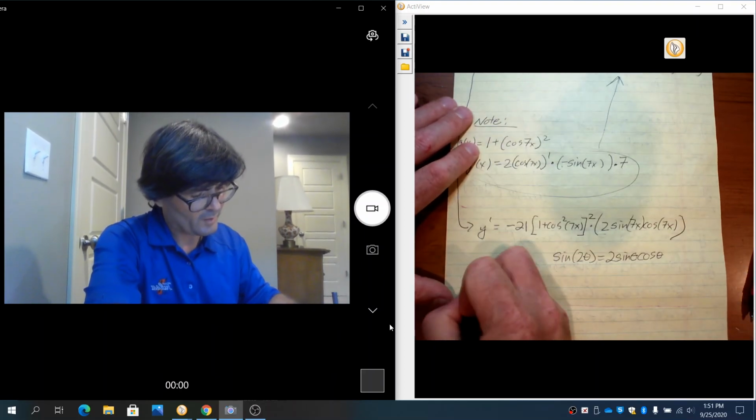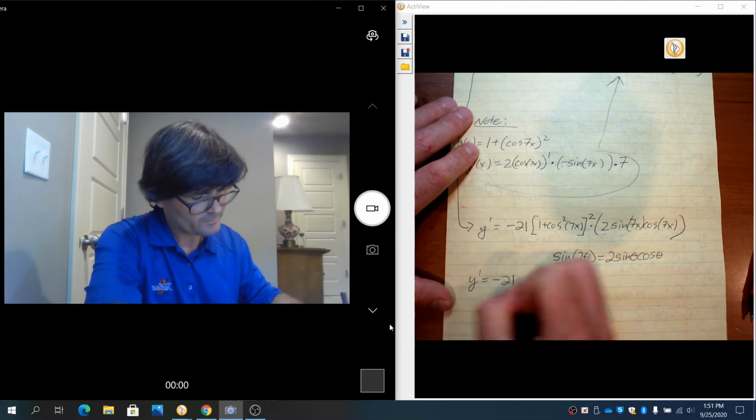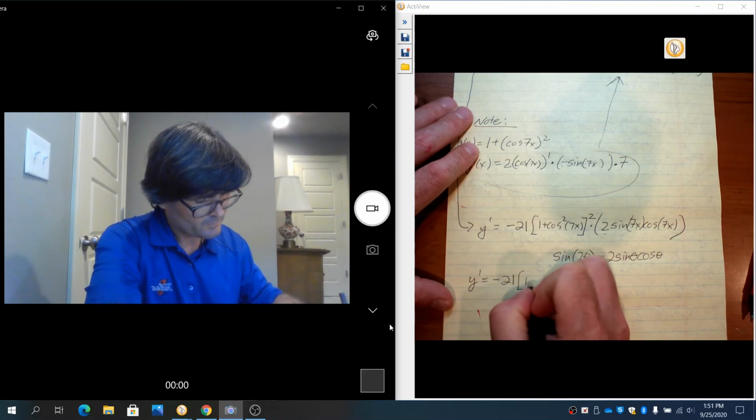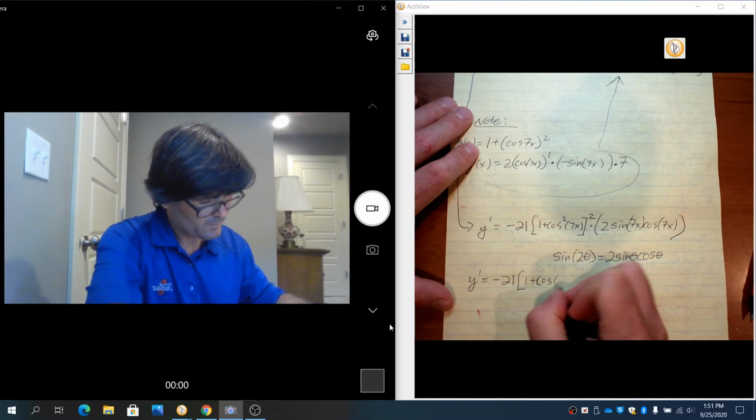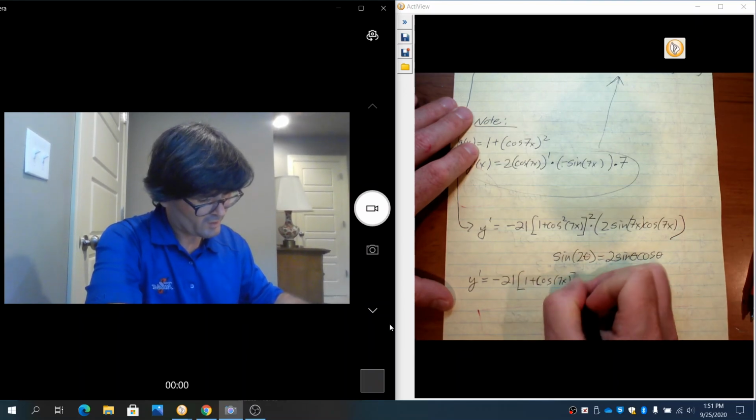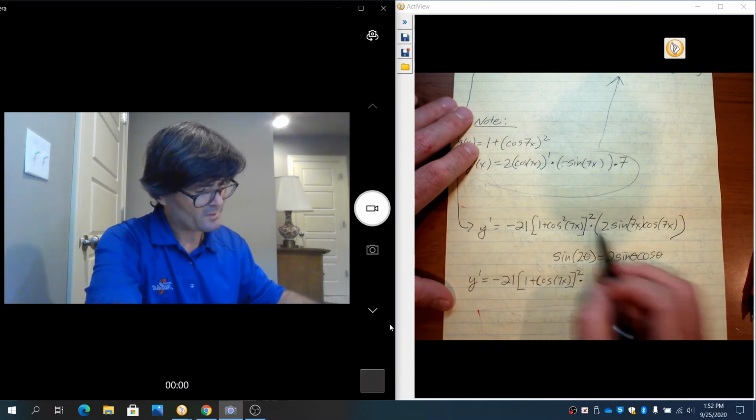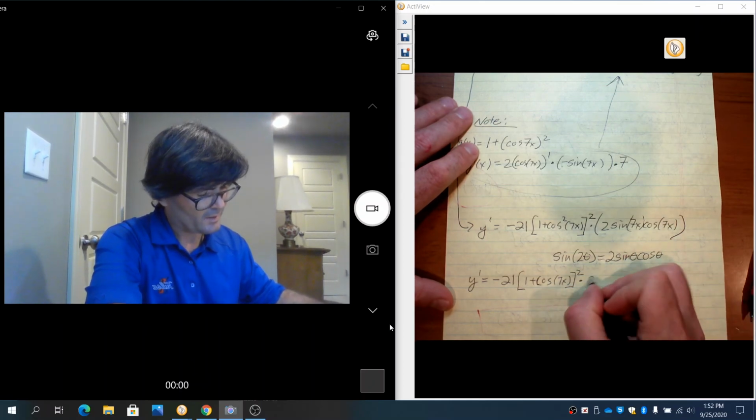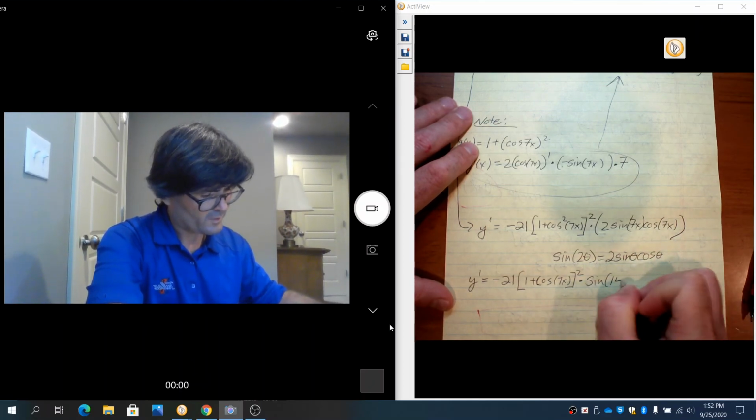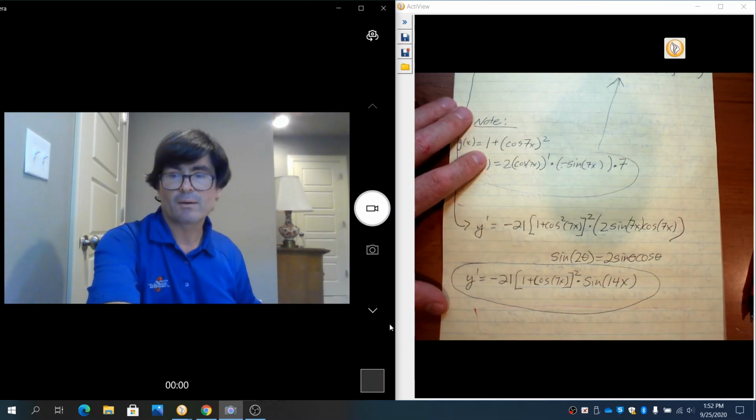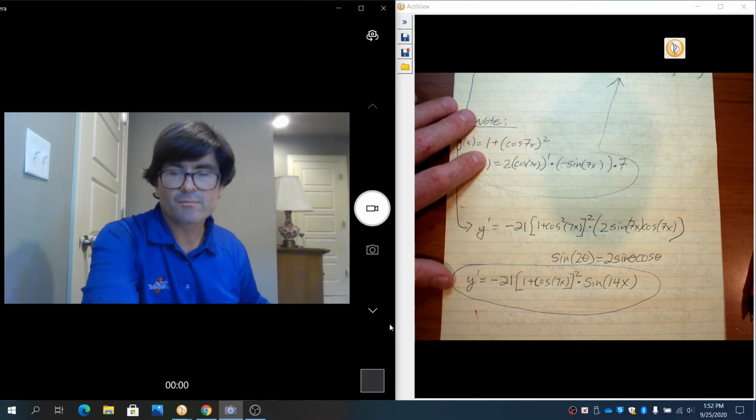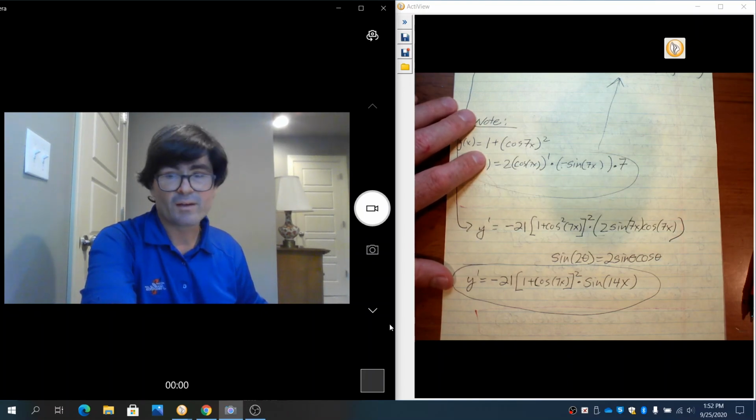And so y prime is going to be negative 21 times 1 plus cosine 7x squared. And then this right here is going to turn into sine of 14x. What I had before was not wrong. Absolutely not. I would count that right. But why not just clean it up as much as possible with the double angle formula for sine.